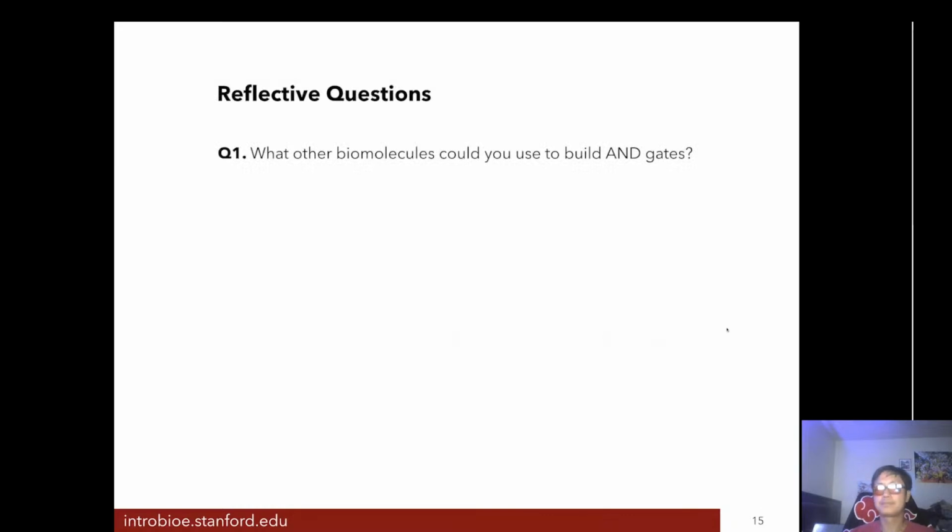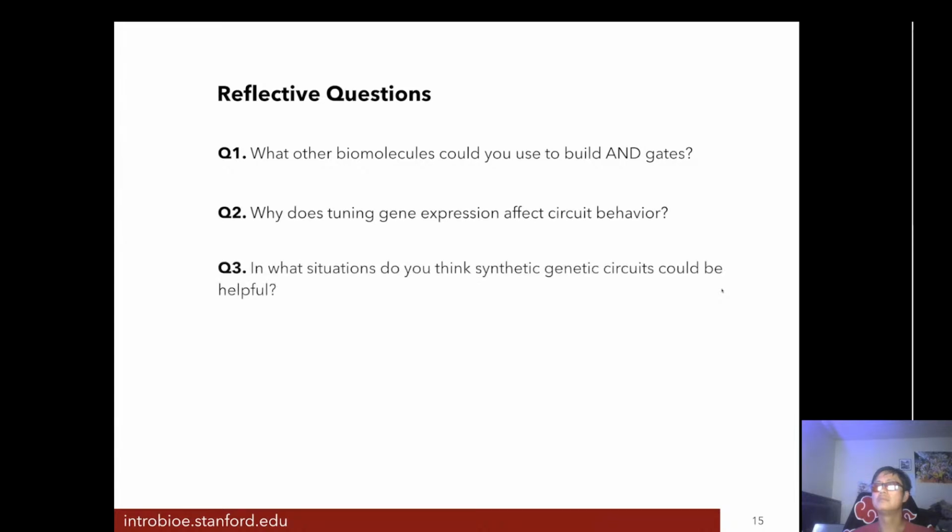I want you to think about what other biomolecules you could use to build AND gates. Maybe these are biomolecules you've heard of in your biology courses, or maybe you're just dreaming. Maybe you're thinking, if only there were a biomolecule that did this thing, we could build a really cool AND gate with unique dynamic responses or other unique properties. I want you to reflect for a little while on what would be an interesting biomolecule to build a logical AND gate with. I want you to think about why tuning gene expression affects circuit behavior, and what situations you think synthetic genetic circuits could be helpful in.